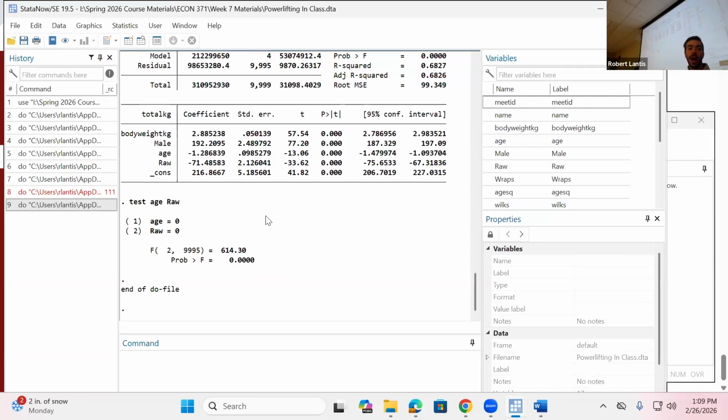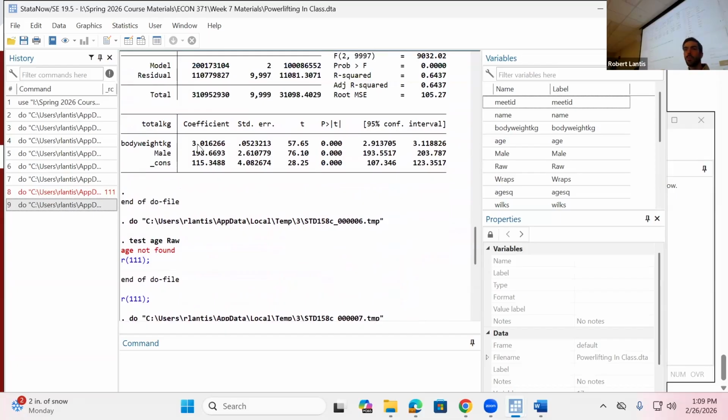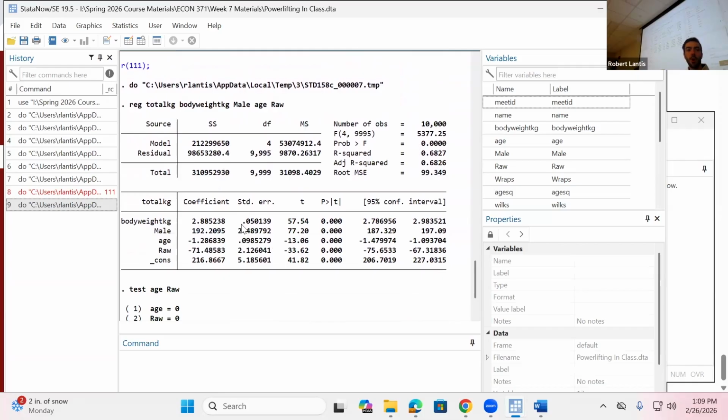Now, let's say on the exam, you can't run the test command, right? That's an issue. What can I do, right? Well, if I have this regression where I left out age and then this raw category for no assistive equipment, and then I showed you the output where I do include those.